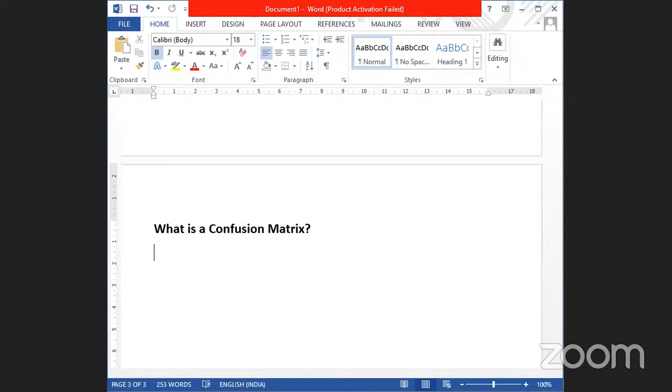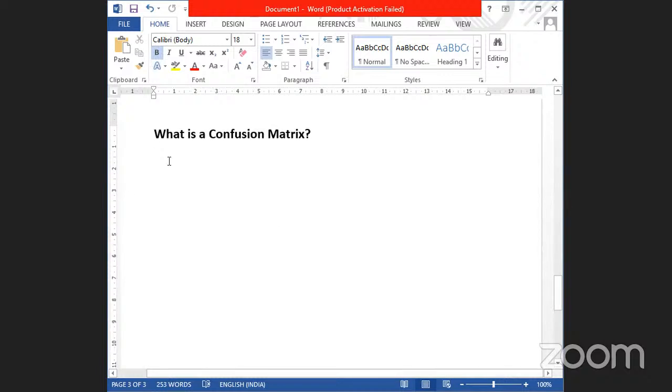Like for a binary classification problem, we would have a 2 into 2 matrix. If our output has three classes, then we will have a 3 into 3 matrix there. So let me write the answer for you guys.